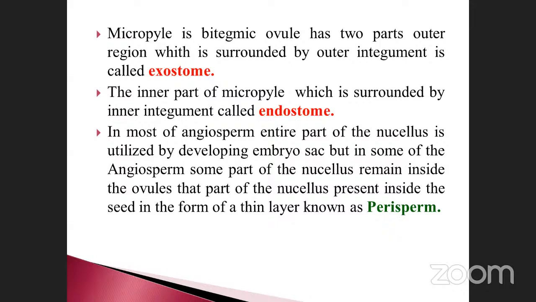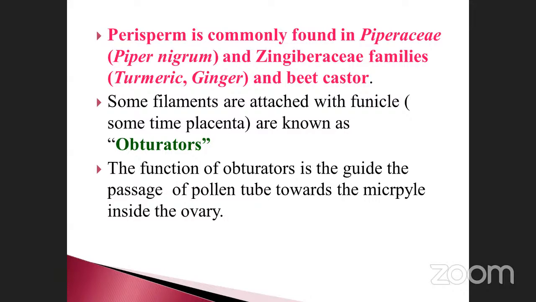Sometimes they may ask the question: perisperm is the development of which one? Nucellus, exostome, or ovary, like that they may ask. You have to answer that it is the nucellus. The remaining nucellus present inside, in some angiosperms, is called perisperm. The perisperm is commonly found in Piperaceae, Piper nigrum, and Zingiberaceae families, turmeric and ginger, and also beet and castor. These are very, very important examples.